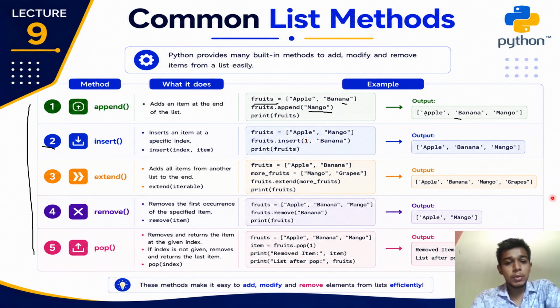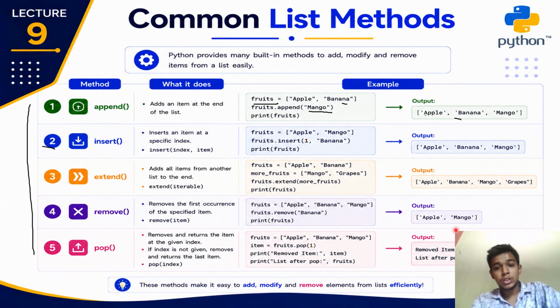Now the remove function. It is used to delete an element by its value. You can see the example. The fruits list is given with apple, banana, mango. Now the remove method is used to remove banana. In the output you can see that banana is removed, its first occurrence. If the value is not found, Python will generate an error.